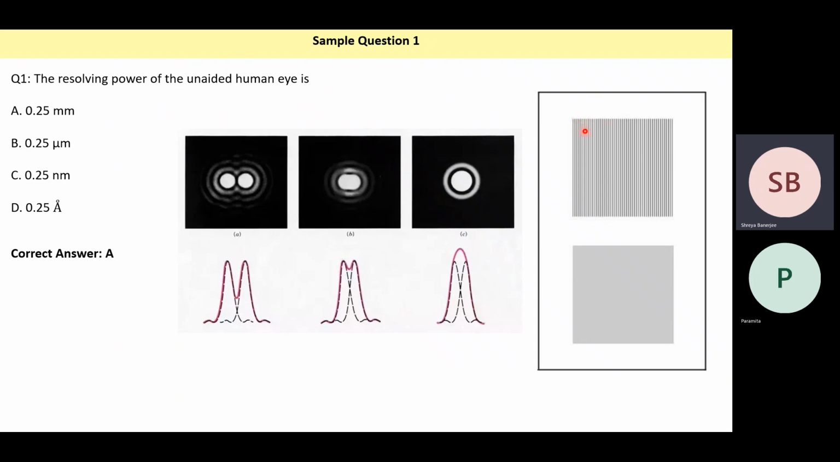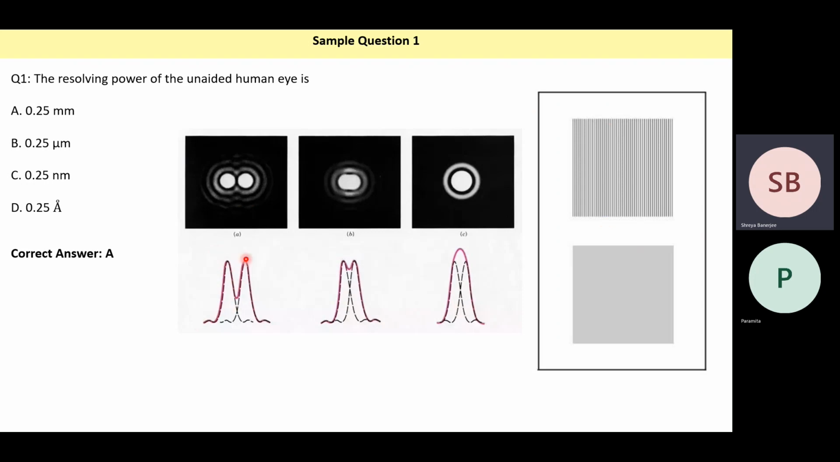A very nice way to see this is that you can see that this picture is made up of many different lines. So the space between each line is 0.25 millimeter, but your eye is able to distinguish this. While this, you can see, does not have any lines. So this is a small experiment to see that this is the resolving power of the human eye.